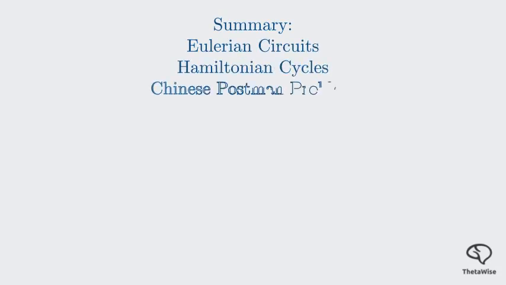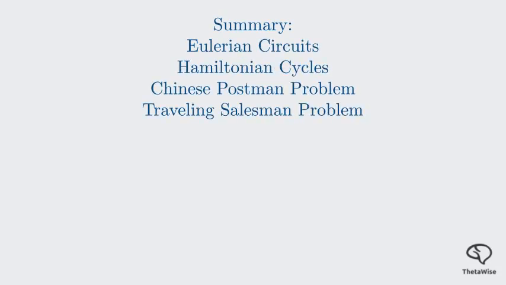We've covered Eulerian circuits, Hamiltonian cycles, and two major applications: the Chinese postman problem and the traveling salesman problem. These are powerful tools for optimization, but as we saw, the TSP can be very complex.